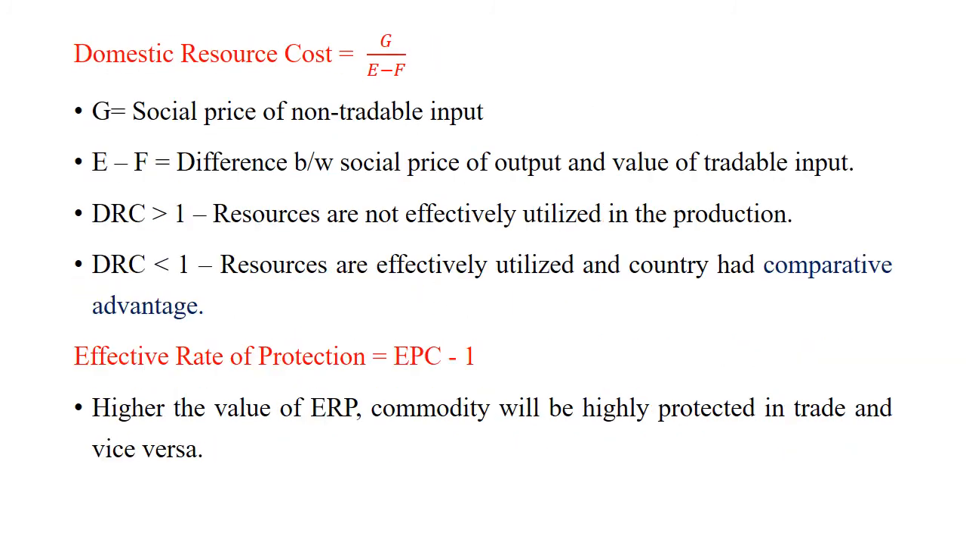Next is the effective rate of protection. The higher the value of ERP, the more highly protected the commodity is in trade. If the ERP value is less than 1 or very low, then the protection for the commodity in trade is very little. So this kind of inference can be obtained from the policy analysis matrix, and you can interpret the results regarding the policies that influence, and what kind of effect they have on the production of commodities.